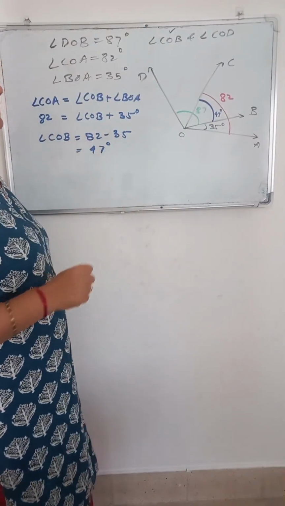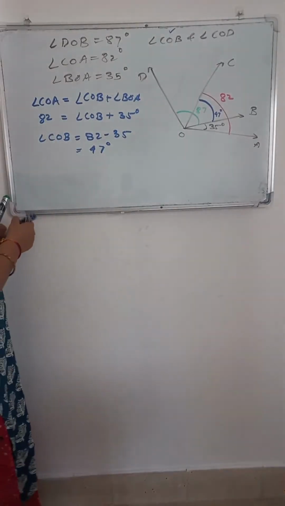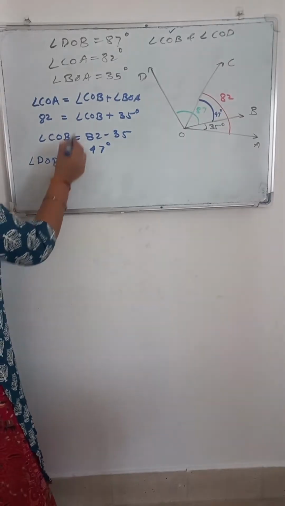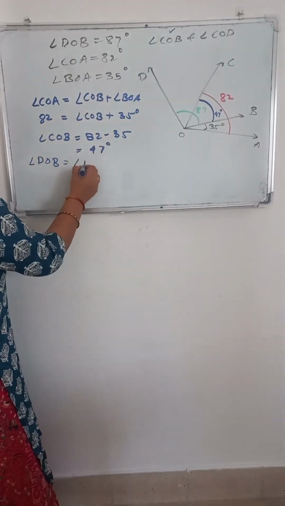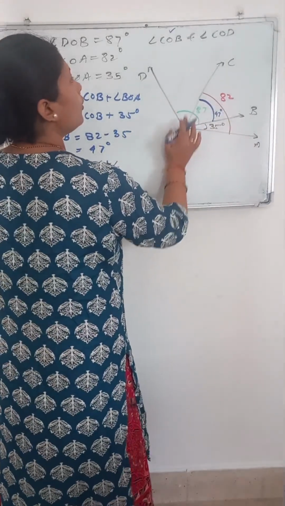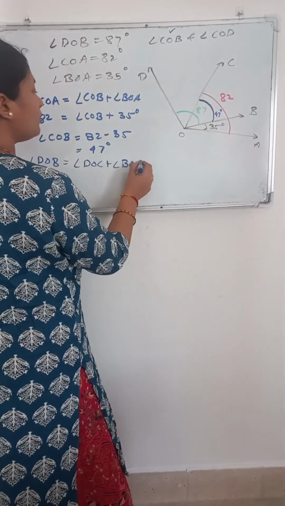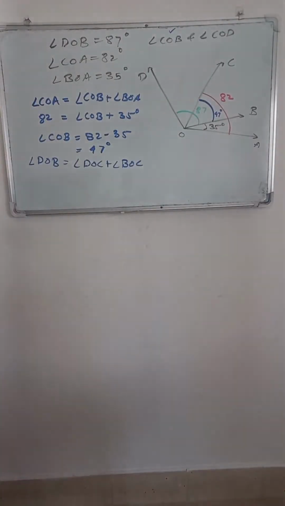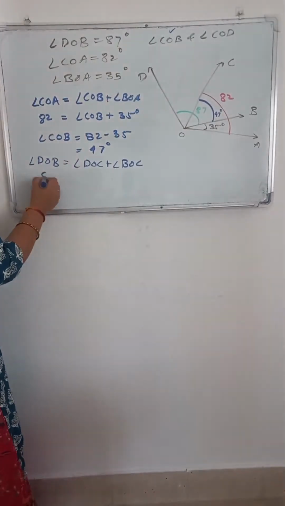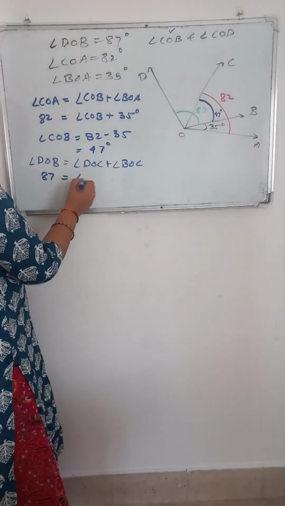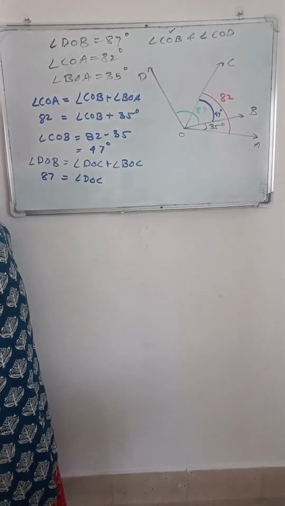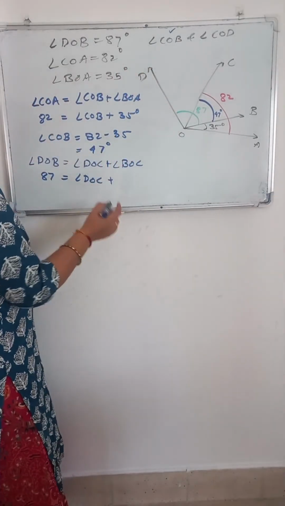87. So I will write here angle DOB. Angle DOB is a sum of angle DOC plus angle BOC. Are you getting this? Okay. And here angle DOB itself is given as 87, and DOC I want to find out. DOC or COD, the angle O is common, so we have to find that, plus BOC.